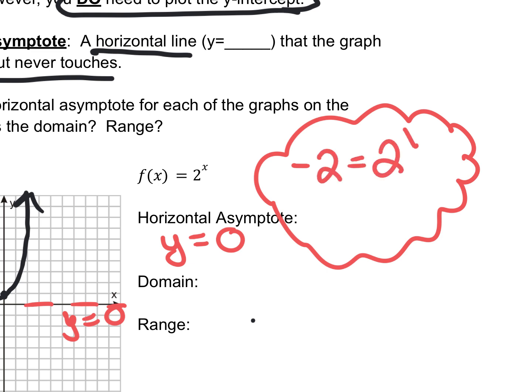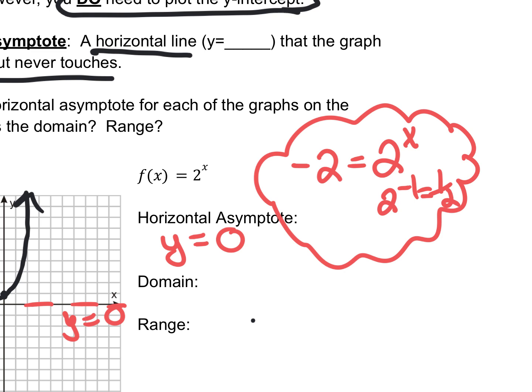Is it possible to take positive 2 to a power and end up at negative 2? Right? So if we take 2 to any positive number, 2 to the first is 2, 2 to the second is 4. Even if we take 2 to a negative number, 2 to the negative 1 is 1/2. That just moves it into the bottom.